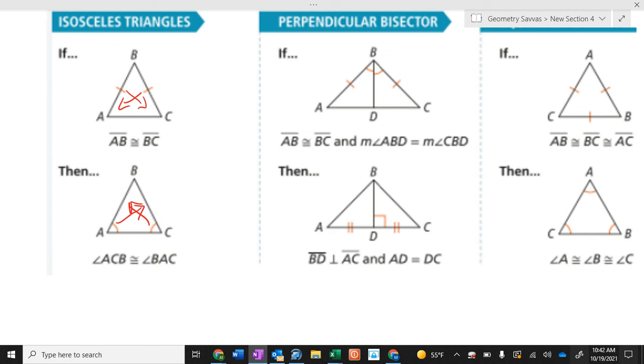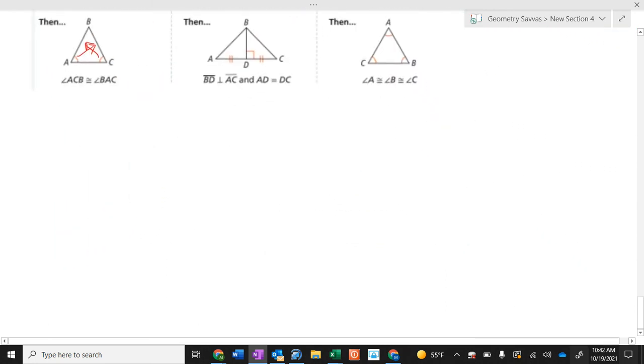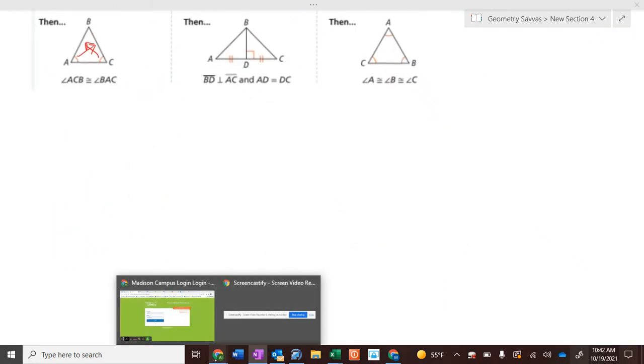An equilateral triangle is equiangular. An equiangular triangle is equilateral. Let me put out your next assignment.